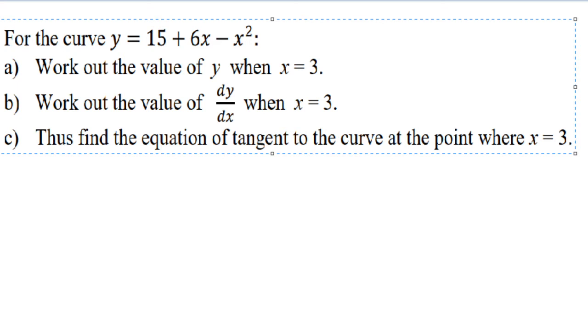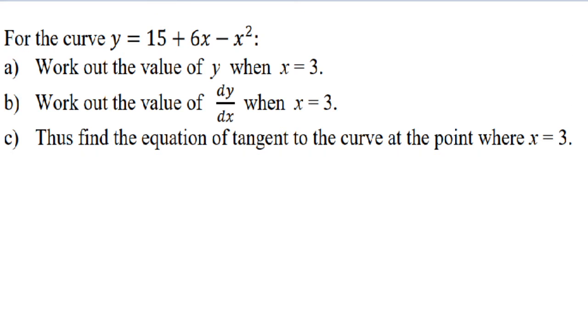Now, this is question 6. Question 6 is saying that the curve is y is equal to 15 plus 6x minus x squared. That's the curve equation. And I'm always asking my students to write this in order. In order means x squared, x and then constant: minus x squared plus 6x plus 15. Now this is in order.